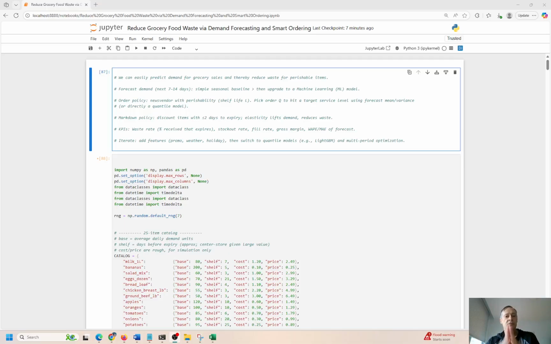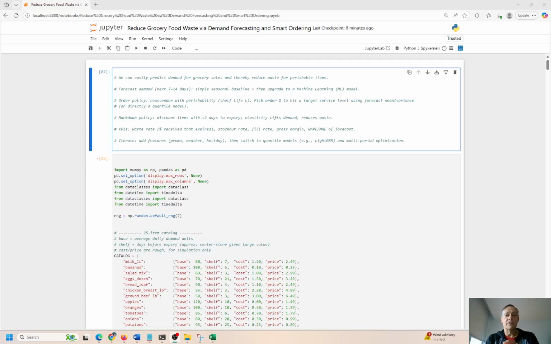So in the project today, I want to take a look at how we can reduce grocery food waste and do better forecasting of demand, right? And try to create some type of smart ordering system. Okay, so we're gonna accomplish a few different tasks here. It's multifaceted, it's very interesting. So let's get into it.